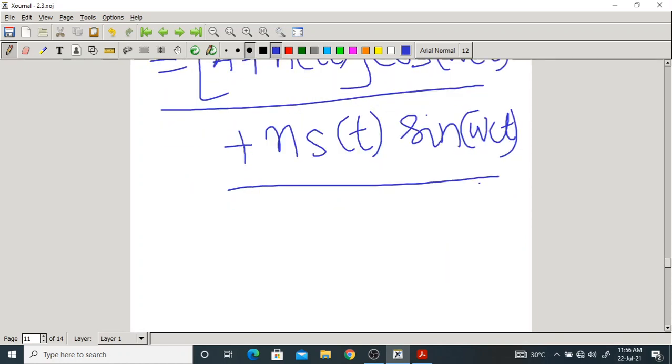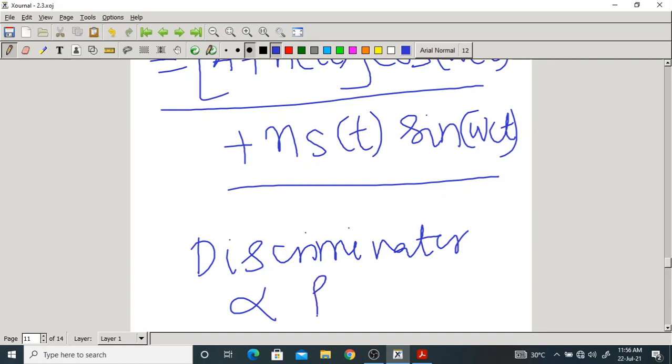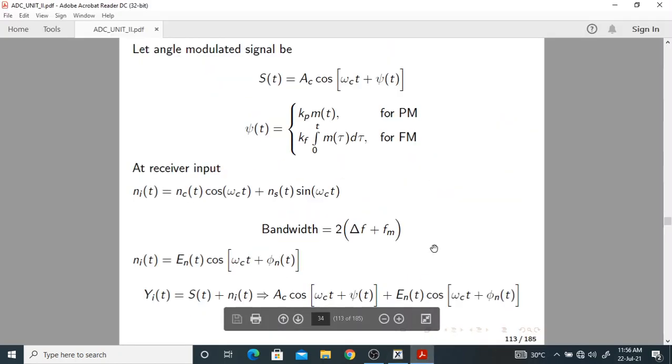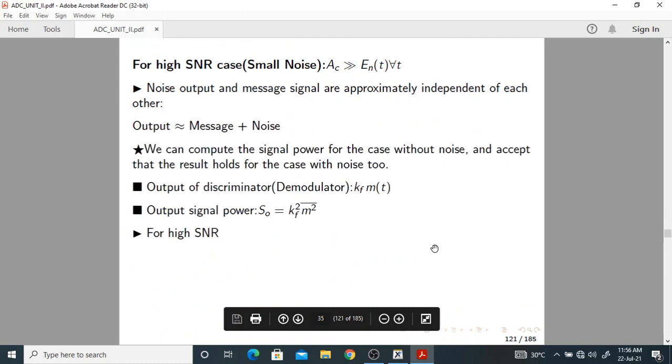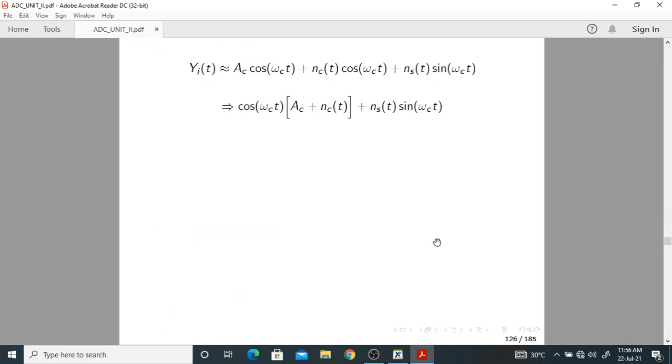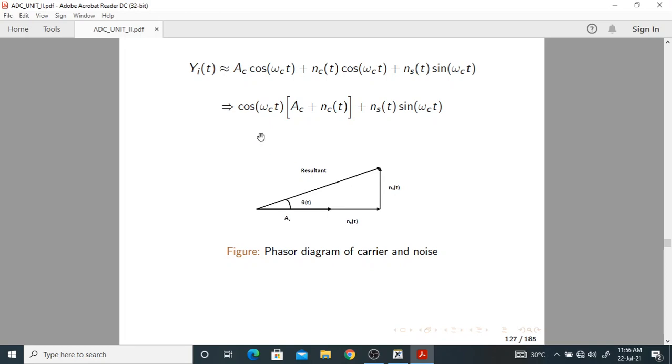As I told you, the discriminator output is proportional to Fi of t. That is equal to Fi of t actually. Now, how to solve this? How to find out Fi of t? Now we have drawn a phasor diagram. Cos omega ct, that is A plus nc of t, and this is sin omega ct. This is the resultant. This is the angle between cos omega ct and sin omega ct.